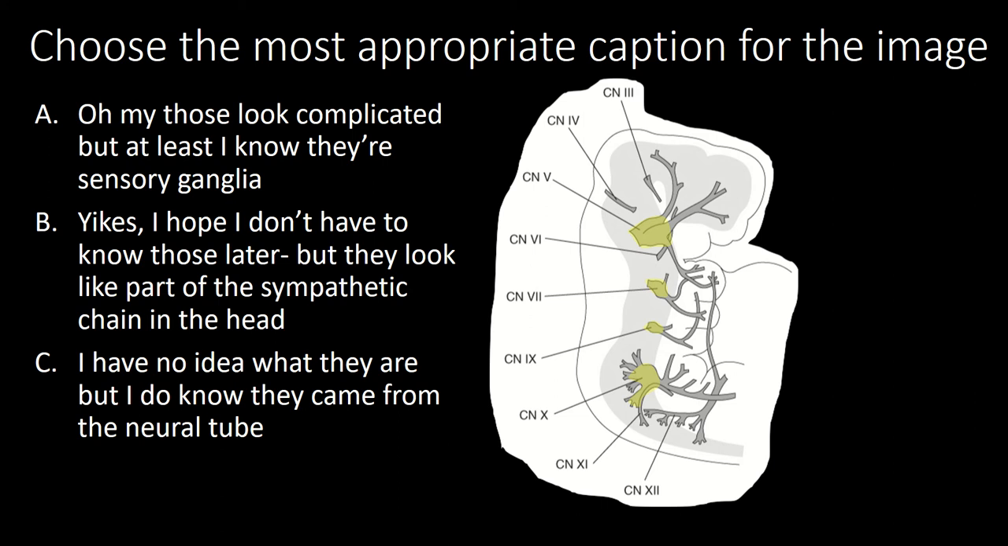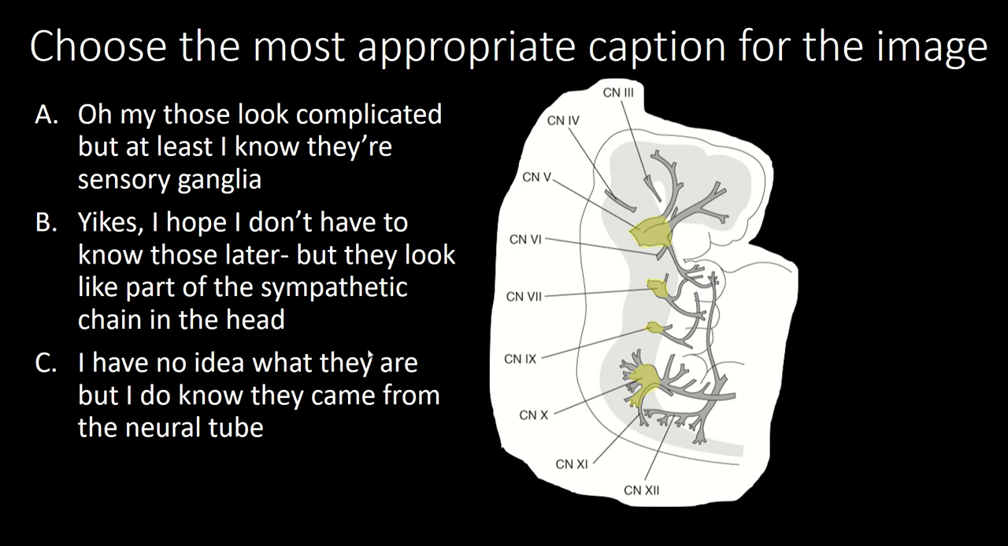The next one is choose the most appropriate caption for the image. So the first one, oh man, those look complicated. Yeah, they do look complicated, but at least I know they're sensory ganglia. So here what's highlighted is ganglia of the cranial nerves that are associated with certain function, and they are actually sensory ganglia here.